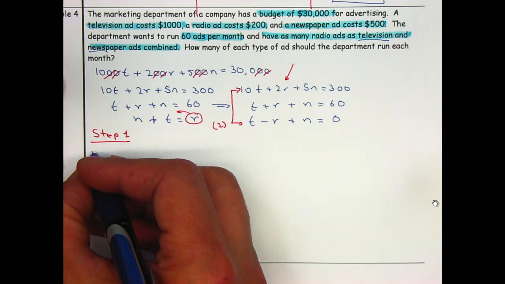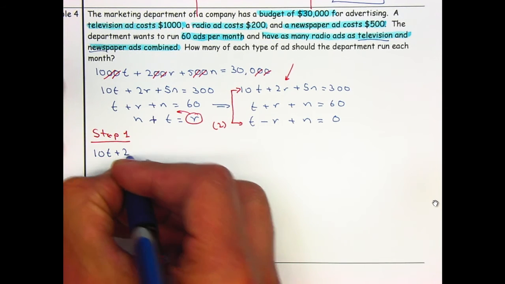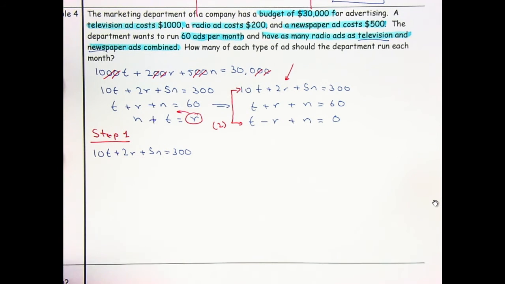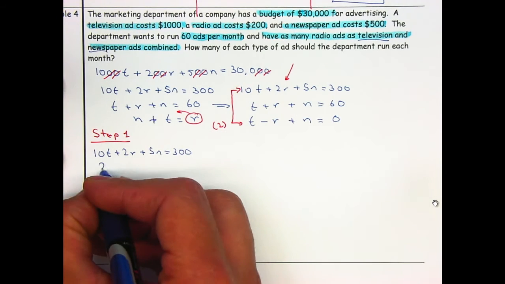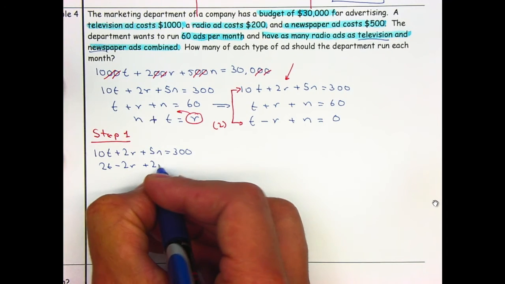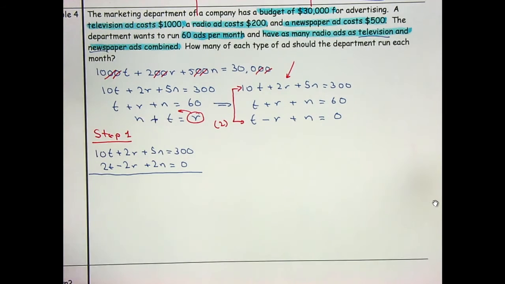We have, first one stays the same, 10t plus 2r plus 5n is equal to 300. The last one will be multiplied by 2, so 2 times t will be 2t, negative 2r plus 2n is equal to 0. Now combine them, so the r's cancel.